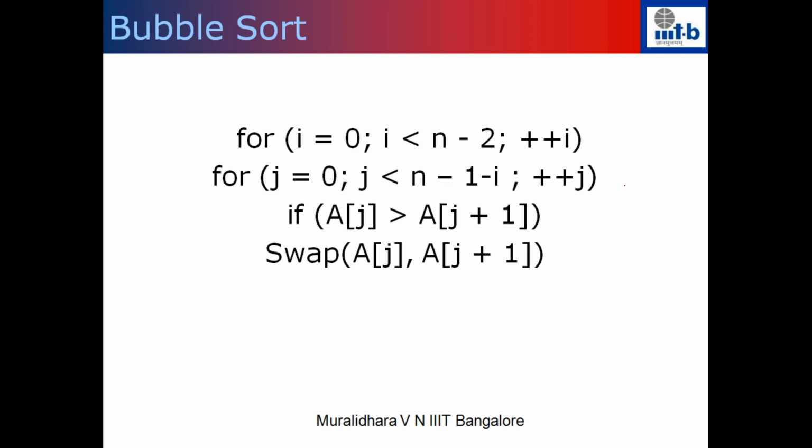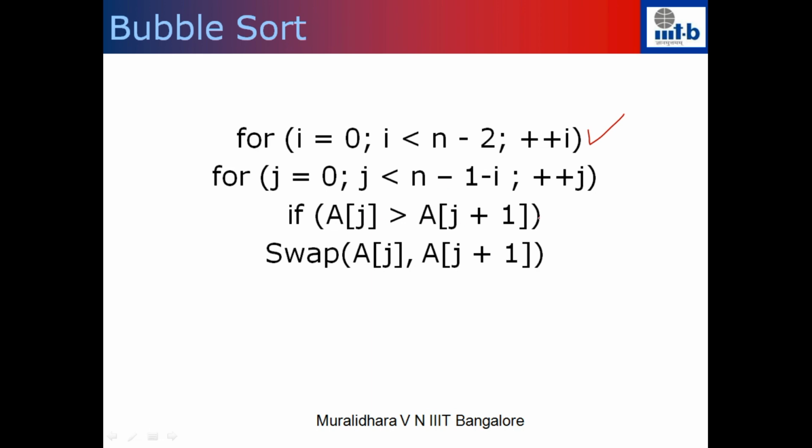So the code for this will look like this: there will be n minus 1 iterations. When there is only one number left, we don't do anything. In the remaining n minus 1 iterations, in the ith iteration, we consider the numbers from 0 to n minus i and compare a of j to a of j plus 1.